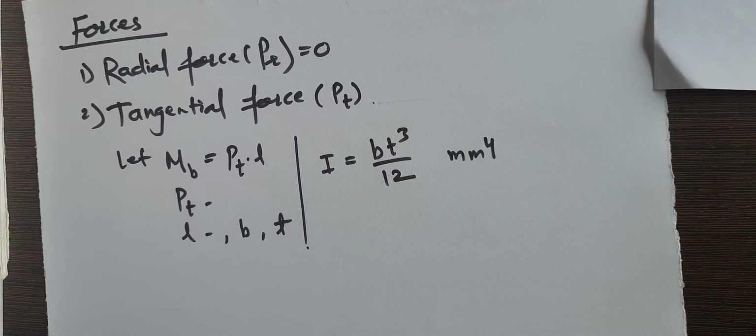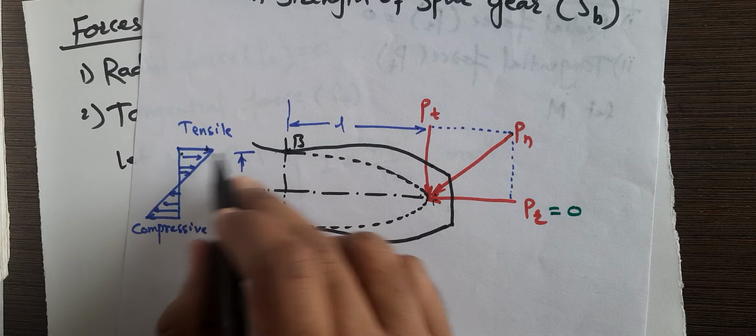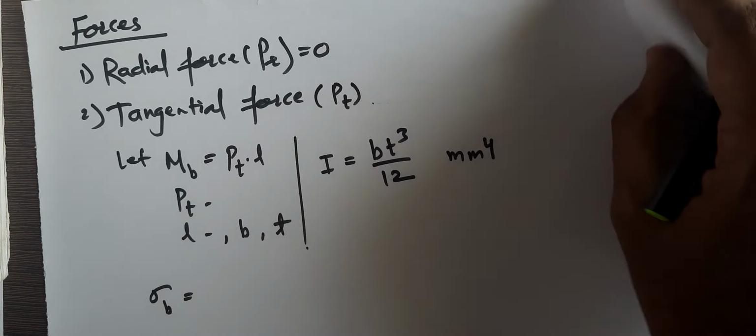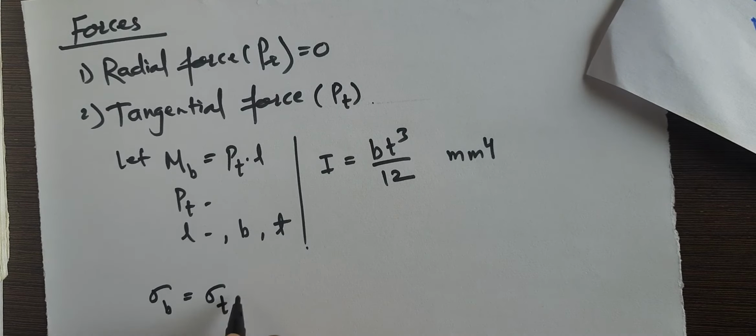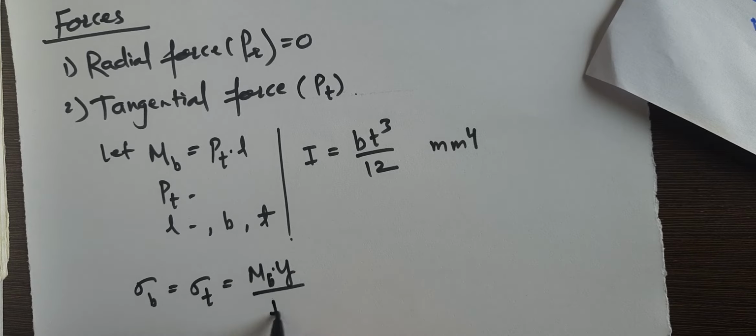So this will be the moment of inertia. Then we can see here the bending stress is maximum. So the maximum bending stress we can write here sigma b. Now sigma b is maximum here at section B, and here the nature of the sigma b bending stress is tensile. So we'll write here sigma b is equal to sigma t is equal to, now, Mb into y divided by I.